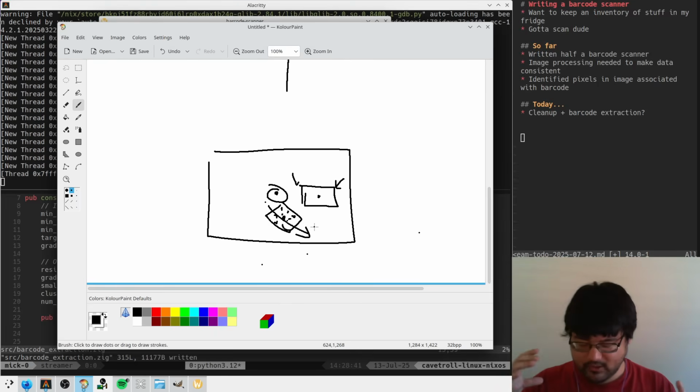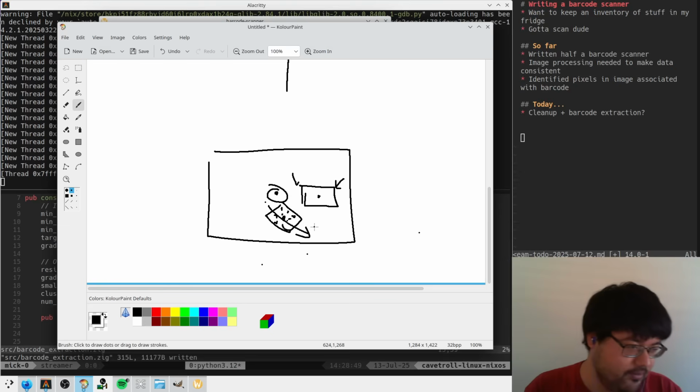So I think step 1 is find things that might be barcodes. Then step 2 is check if those things are actually barcodes. That's kind of what I'm thinking right now.